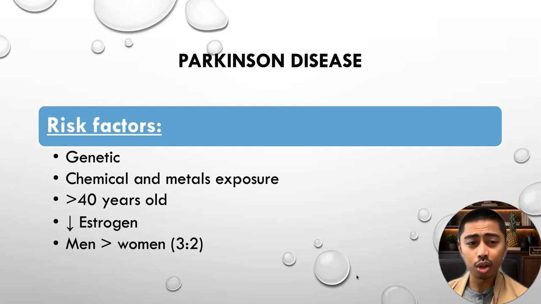Some of the risk factors here include genetics. There's a familial link to this in about 10 to 15% of cases. Some are environmental, which includes chemical and metal exposure, pesticides, solvents, rural living, and well water. If you're over the age of 40 years old, that increases your risk. A decrease in estrogen may also increase your susceptibility. And unfortunately for men, they are at an increased risk to develop this than women. Another risk factor for this could also be a prior mild traumatic brain injury or TBI. This can also increase your risk.